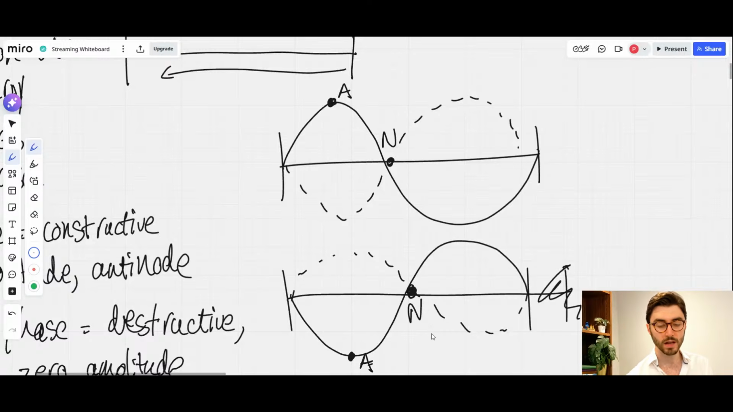So the idea is that nodes are zero for all time, and antinodes, will it be saved later, sir? Yes. So as soon as I do a live stream, you'll be able to catch up on my channel. So you have your node in the middle, where the amplitude is always zero. And we have antinodes in between them, where the amplitude is always maximum.